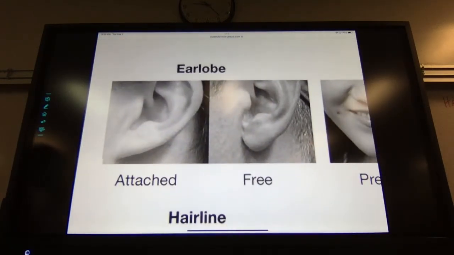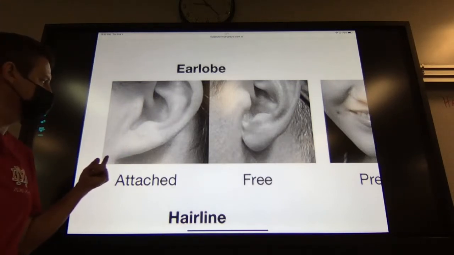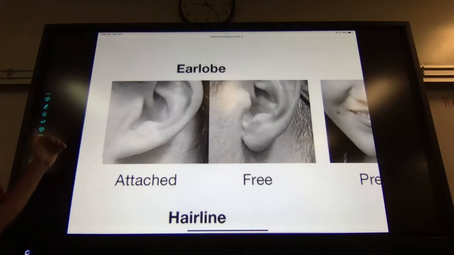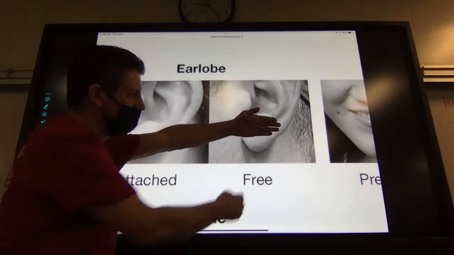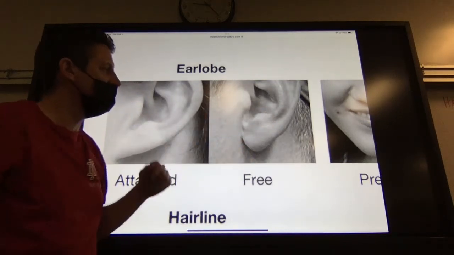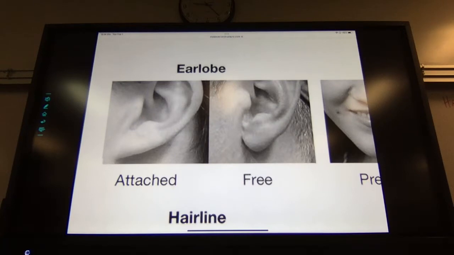So your earlobe, near the end right here that attaches to your head, if it goes in a straight line and doesn't dangle down, that is called an attached earlobe. But if you look right there, this part is not attached, it's hanging down, and that is called a free earlobe. So you're going to describe your ear as one or the other. I've got a drop-down list for you.